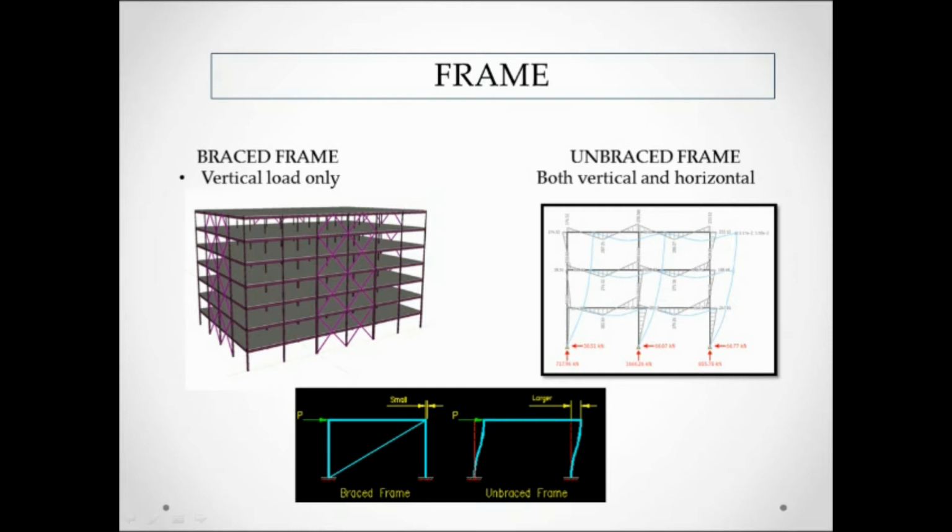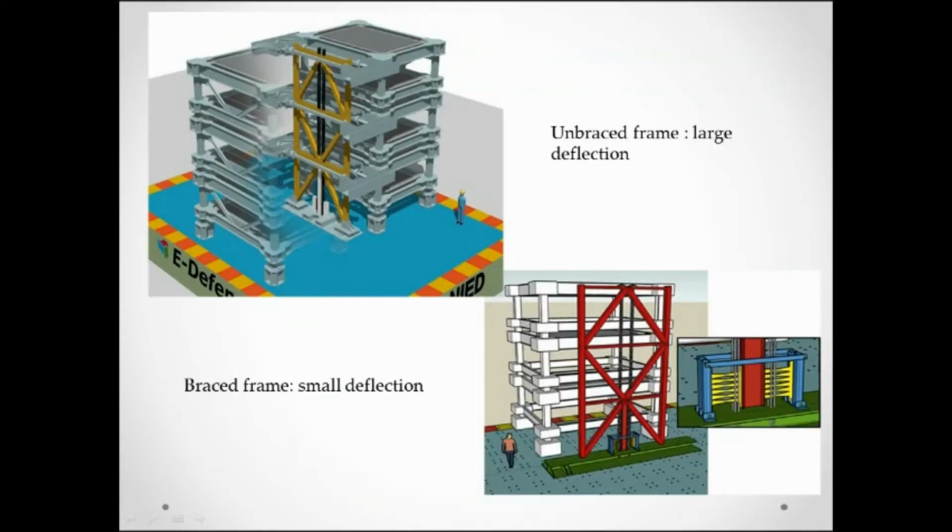If you see the picture at the bottom, it shows the difference between the braced and unbraced frames. If a horizontal load is imposed on the structure, a braced frame will give a small deflection. In an unbraced frame, the horizontal load imposed on the structure will give a large deflection.